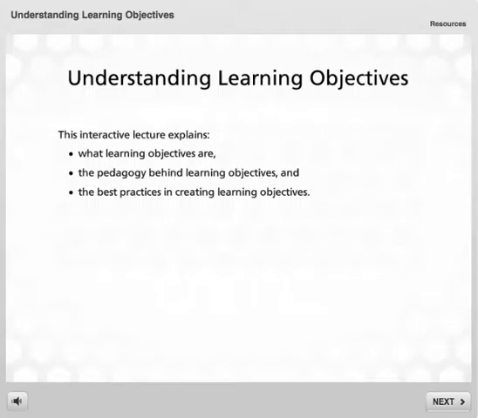Let's start with an introduction to learning objectives. Click the Next button to continue.